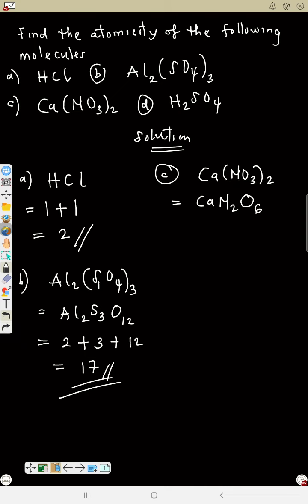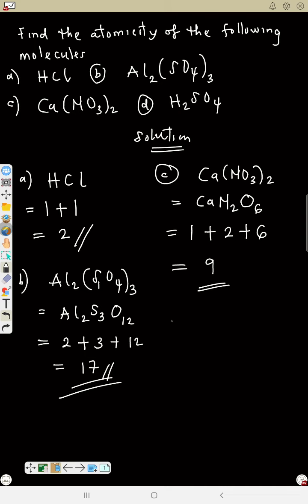So O6. Now calcium, how many atoms? We have 1 because the subscript is 1. We don't usually write subscript 1. So 1 calcium plus how many nitrogen? We have 2. That is 2 atoms of nitrogen. How many oxygen? We have 6. This is 6 atoms of oxygen. So total number of atoms here is 9. So that means in calcium nitrate we have 9 atoms.